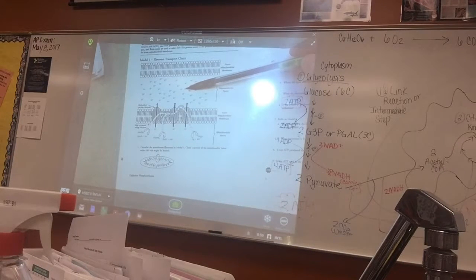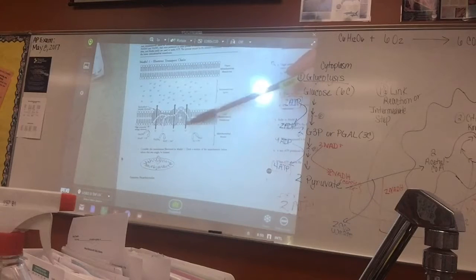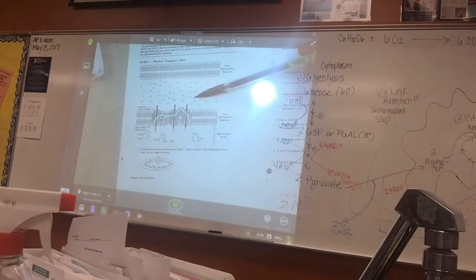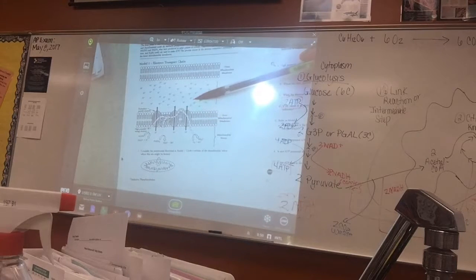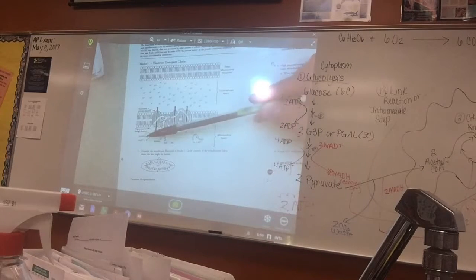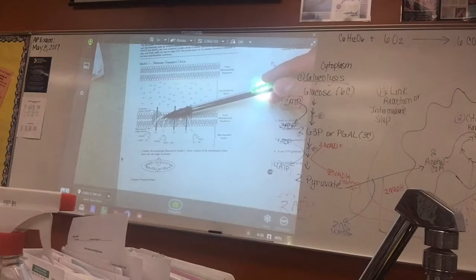3, why is energy required to move the hydrogen ions across the membrane? I just answered that because they're going against their concentration gradient, from low to high. 4, high potential energy electrons provide the energy necessary to pump hydrogen ions across the membrane. A asks you what molecules carry these high potential energy electrons. These are NADH and FADH2. They carry the electrons to the electron transport chain.